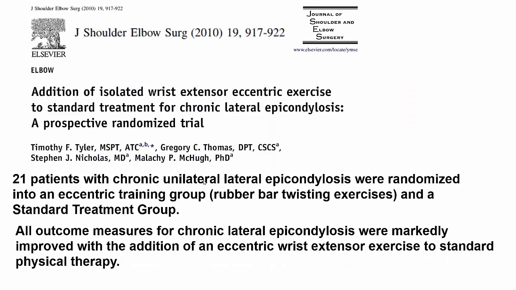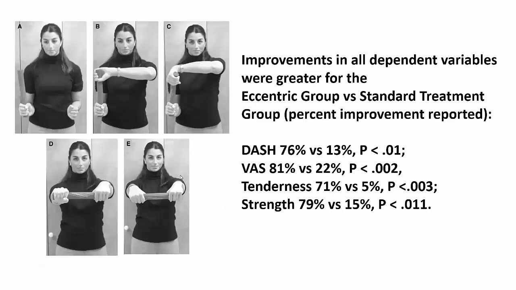Probably one of the best studies that's been around for a while is this paper from the US in the Journal of Shoulder and Elbow Surgery in 2010, which looked at the use of elastic recoil, or a rubber bar twisting exercise, in 20 patients. Again, it was randomized, and they compared this to a standard physiotherapy stretching group. What they found was a definite improvement, markedly improved, with the addition of an eccentric wrist extensor exercise program rather than simple stretching and strengthening. And you see on the diagram on the left here, this so-called patient is showing how this is done, from the TheraBand therapy company.